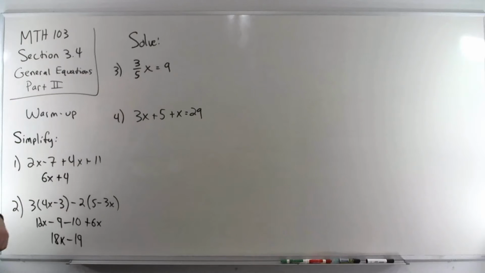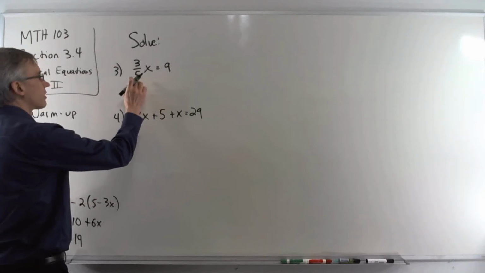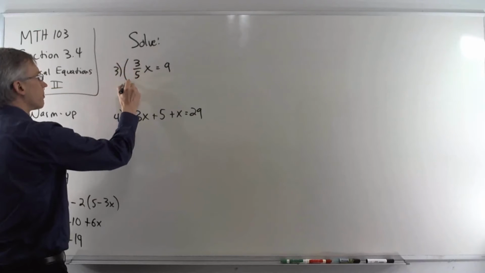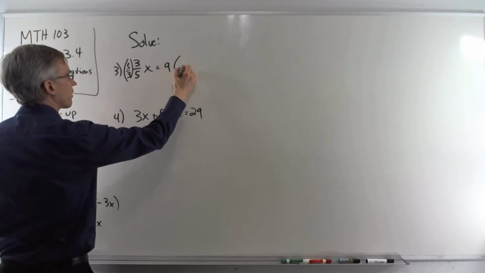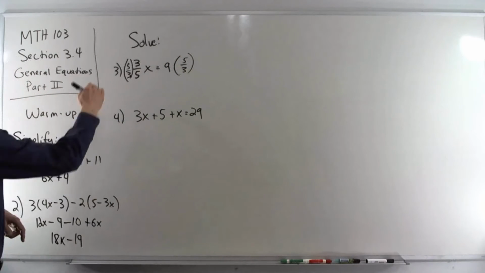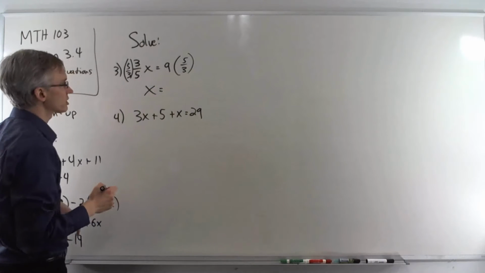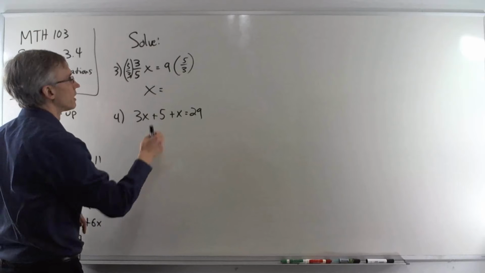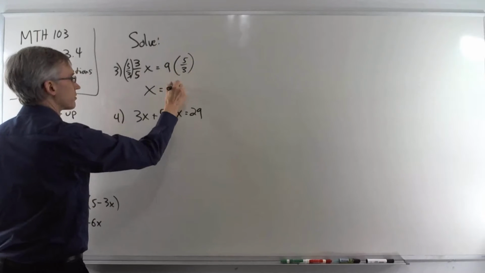Next up, we're going to solve this one. We've got 3/5 x equals 9. We've got a fractional coefficient. We want to multiply by the reciprocal of that fraction, so 5/3. Flip that fraction over. 5 over 3 on both sides. Now over here, the 5 cancels, the 3 cancels, leaving us with just an x on the left. We got 9 times 5 is 45, divided by 3 is 15. So x equals 15.